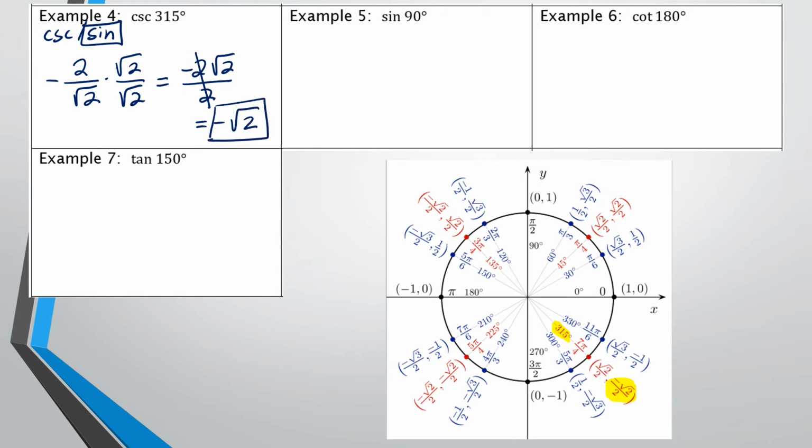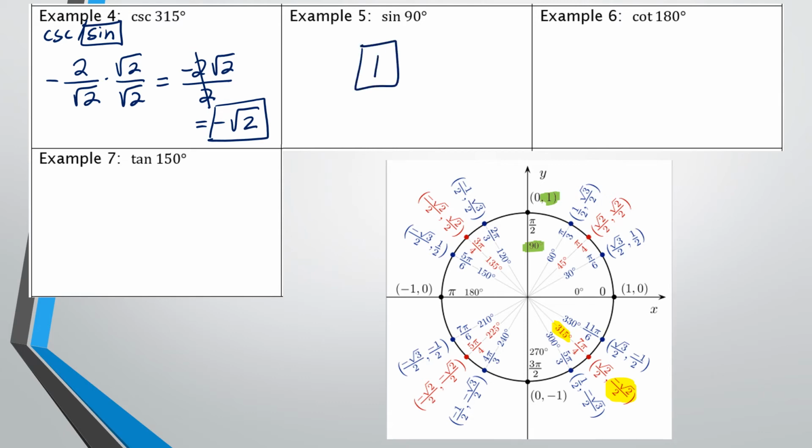Example 5 is going to be super fast. We have to find 90 degrees on our unit circle. So that's right here. And then my y coordinate, which is 1, will be my final answer. So the answer for number 5 is just 1.